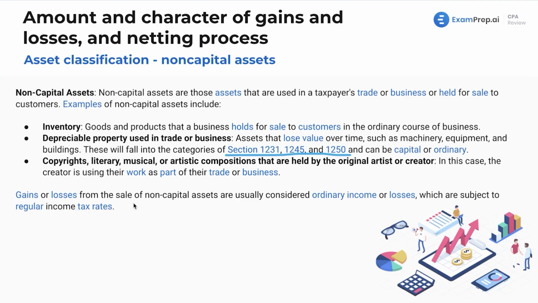Gains or losses from the sale of non-capital assets are usually considered ordinary income or losses, which are subject to regular income tax rates. So we're starting to see, we have been seeing all the implications of these different classifications because they result in different tax methods.